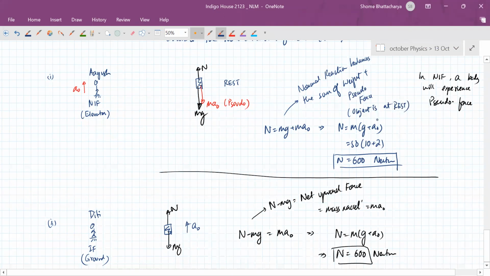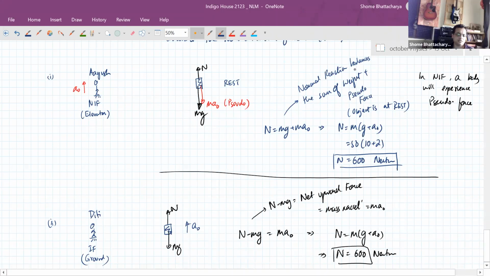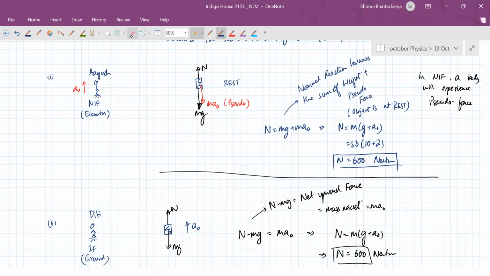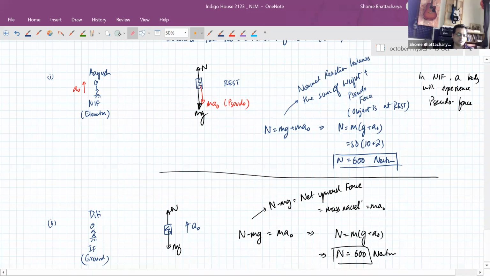Sir, what is the written mass? Mass after that, what do you have written there? In the second one? Mass into acceleration. No, sir. That net upward force is equal to mass into acceleration. Okay, that is short form for acceleration.